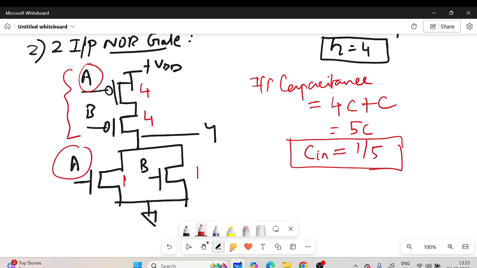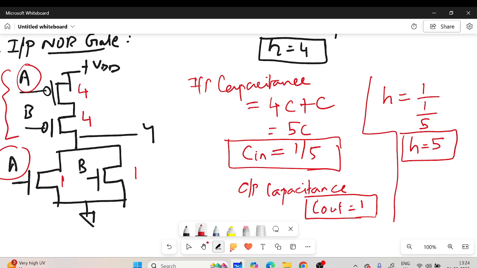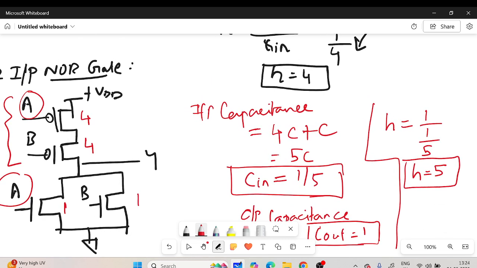Right? Similarly, if I want to compute output capacitance, you consider that this NOR gate is in turn connected with a CMOS inverter. If this is a scenario, the output capacitance will be equal to 1. And if I substitute these values, H will be output capacitance by input capacitance. So H can be taken as equal to 5. So this will be the electrical effort for NAND as well as NOR gate.